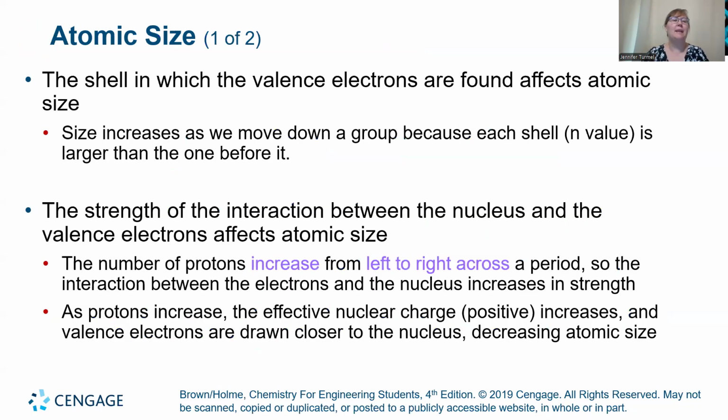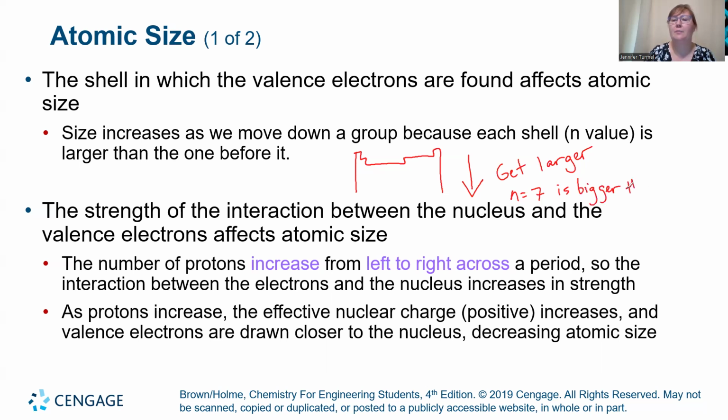So let's start with atomic size. The shell in which the valence electrons are found affects the atom's size. Okay, so basically, size increases as we move down the periodic table. So here's our periodic table. As we go down the periodic table, we get larger. Because every n value is larger than the one before it. And that's basically because n equal to 7, for example, is bigger than n equal to 2.